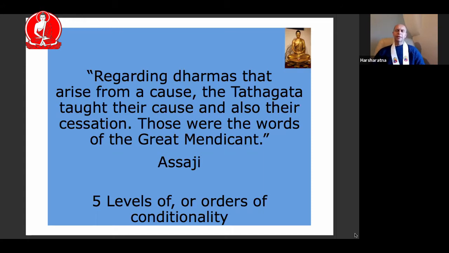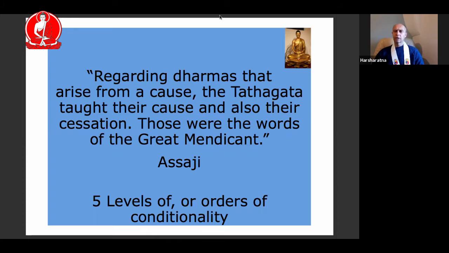So I'll just recap these. So we have the inorganic, such as the realm of physics. We have the biological realm. We kind of have the working of the mind level of conditionality. We have a karmic level of conditionality, and we have a dharmic level of conditionality. This is kind of an unfoldment of spiritual experience, particularly beyond stream entry.